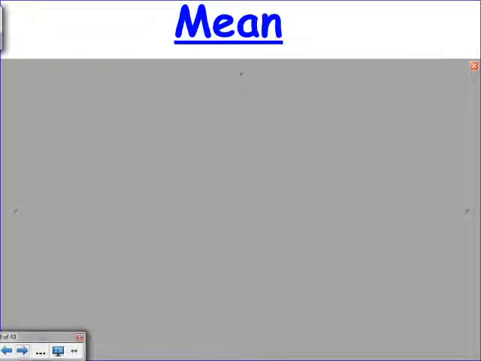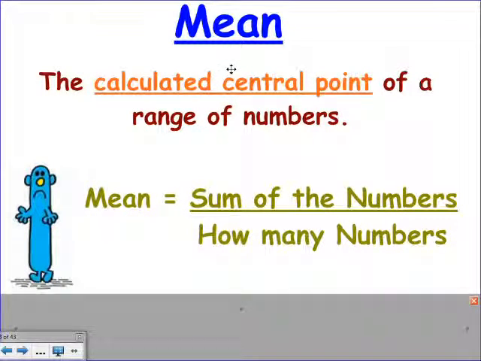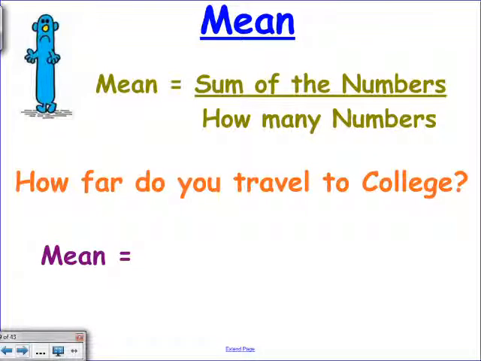Mean. Not nasty, but mathematically. What's mean? Good, yeah. So you add all the numbers together and divide by the number of numbers. That is what we call the calculated centre point of the data. Okay? So a mean, the calculated centre point of the data, and we calculate it just as the lad said, the sum of the numbers, so you add all your numbers together and divide by the number of numbers. Okay? So let's just do our own quick survey for a mean, shall we?